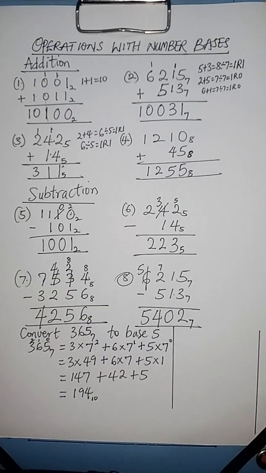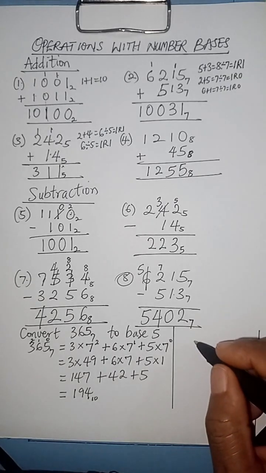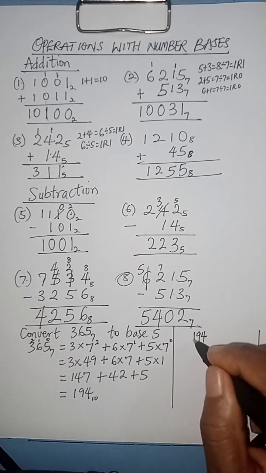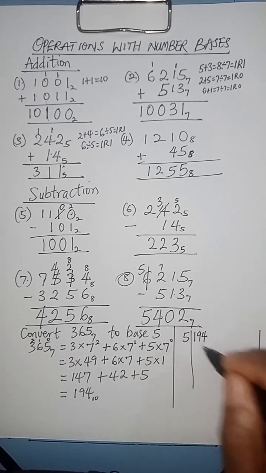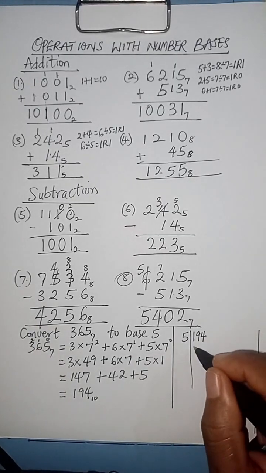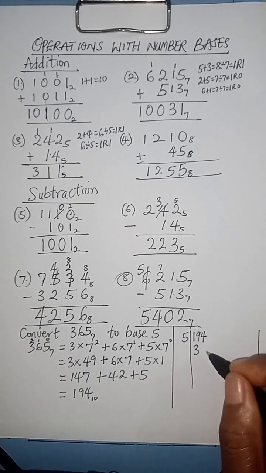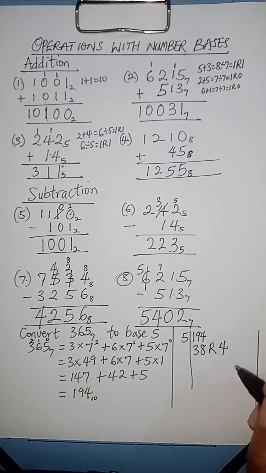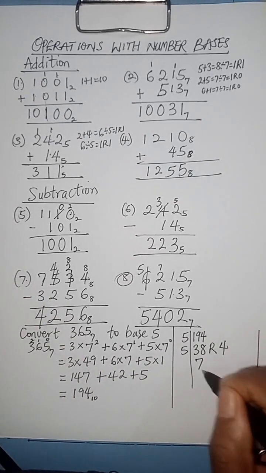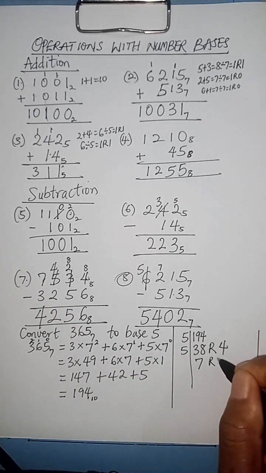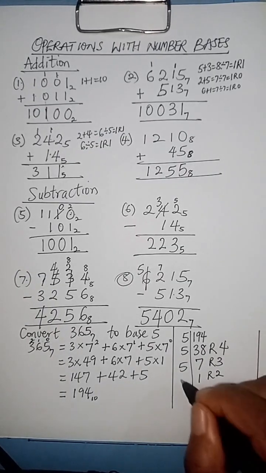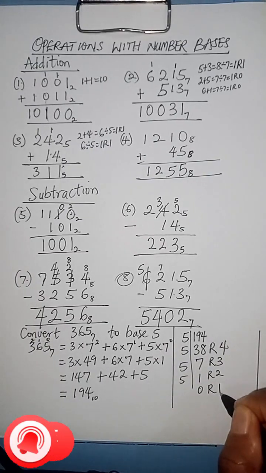Now, having converted to base 10, I can convert from base 10 now to base 5. Now, that's easy. In converting from base 10 to base 5, it means divide by 5. 194 divided by 5 will be 38, remainder 4, and that's 7, remainder 3. If 5 should divide again, 1, remainder 2. If 5 should divide, 0, remainder 1.